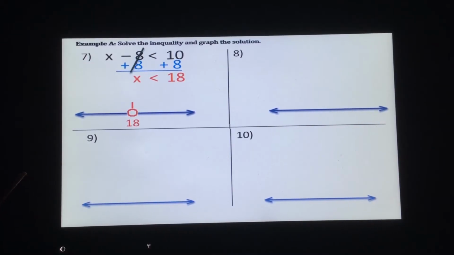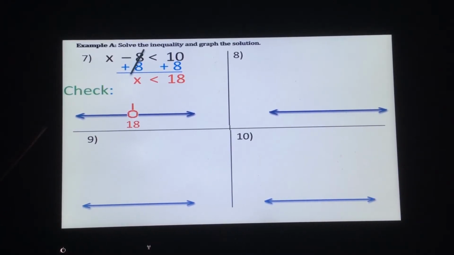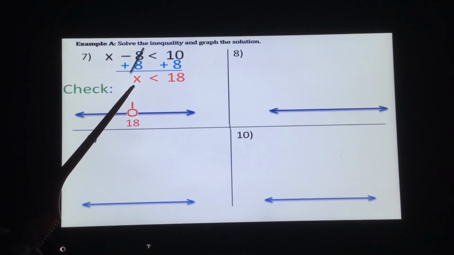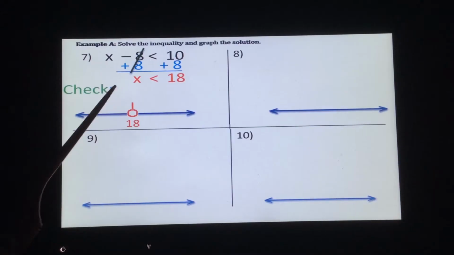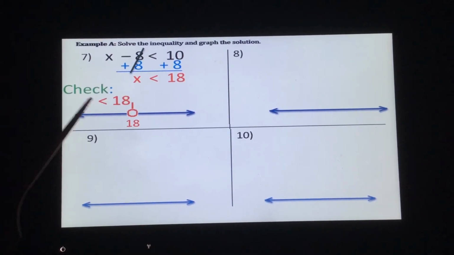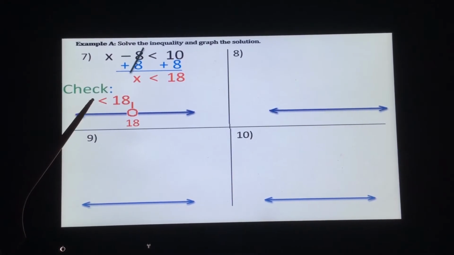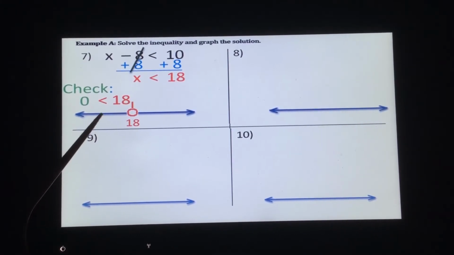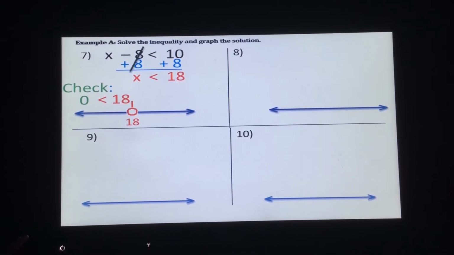Now I have to check so I can find out what side to shade. So you're going to go ahead on the side, write the word check. We're going to put, instead of x, we're going to put some test points in there. Okay? So what I'm going to put here is less than 18. This is where x was. So what number would work there? Well, there's a bunch of numbers you can use. You can use 10. Okay? 10 is less than 18. Where is 10? It's on this side. Okay? You can use 0. Okay? 0 is less than 18. Where is it? Oh, it's on this side as well. Okay? Now, when you use these, I like to use crazy numbers because then you for sure know which side to shade.